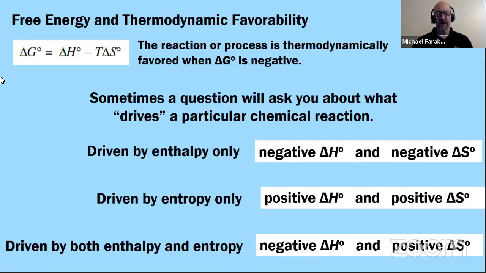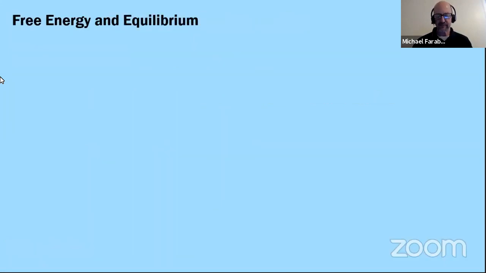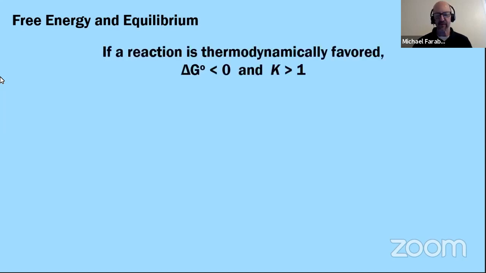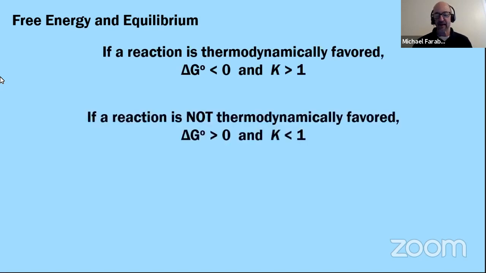All right, let's talk about free energy as it relates to equilibrium. You should know that K is either more than 1 or less than 1, which indicates something about products being favored or reactants being favored.